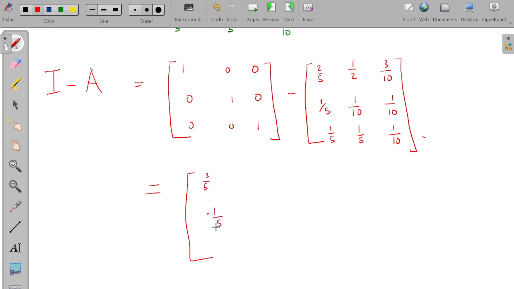Okay, so that will give us 3 over 5, minus 1 over 5, minus 1 over 5, minus 1 over 2, 9 over 10, minus 1 over 5, minus 3 over 10, minus 1 over 10 and 9 over 10. Okay, that is our coefficient matrix.